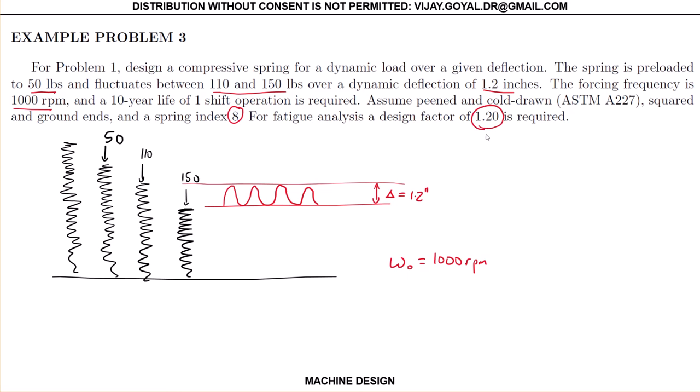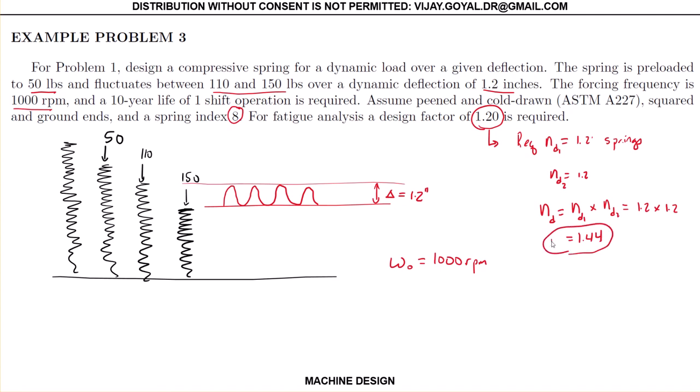Now it is important to be careful with this, because we know that there is already a required design factor of 1.2 embedded in your analysis for springs, right? And then this is an additional design factor that the problem is requiring. So that means your total design factor will be the multiplication of these two design factors. So it will be 1.2 times 1.2. The design factor we use in our analysis will be 1.44. So wherever we use a design factor, that's what we will use.